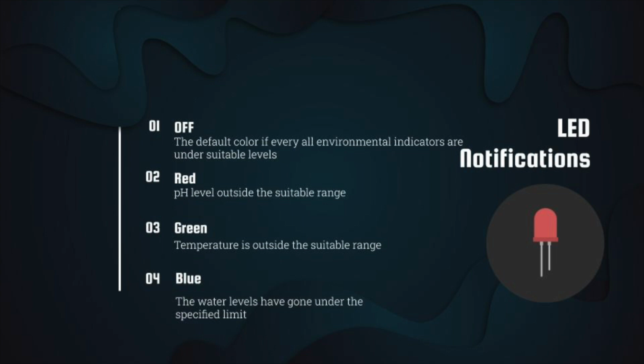The RGB LED is used for notifications. By default, the LED is turned off. If the pH level is outside the suitable range, the LED will switch to color red. If the temperature is outside the suitable range, the LED will switch to the color green. And if the water level has gone under the specified limit, the LED will switch to blue.